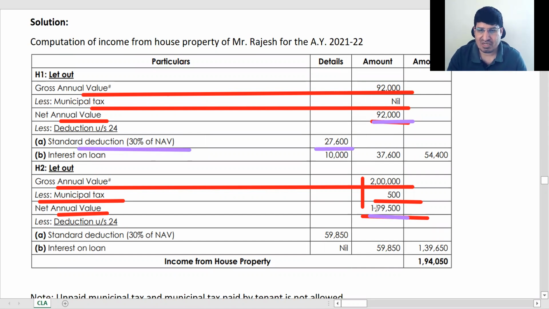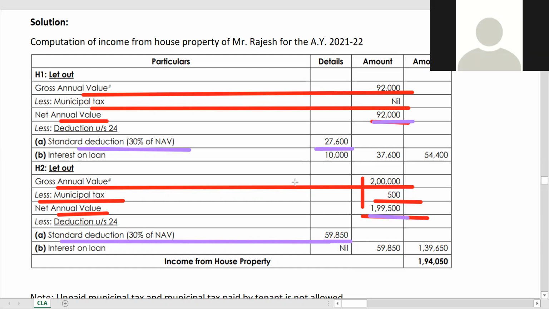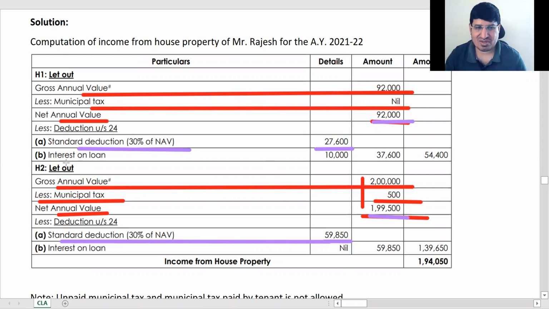30% of 92,000 and 30% of 199,500. Please confirm that the standard deduction value is okay. I feel like you are all asleep. Everyone is half asleep, sir. Getting the same, sir. 27,600 and 59,850. Then the interest on loan, we'll see in this.